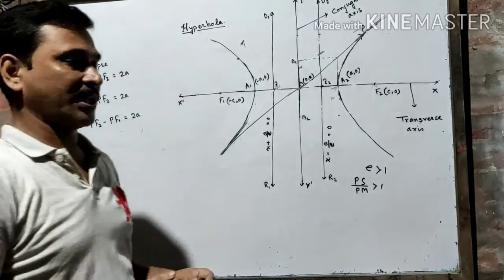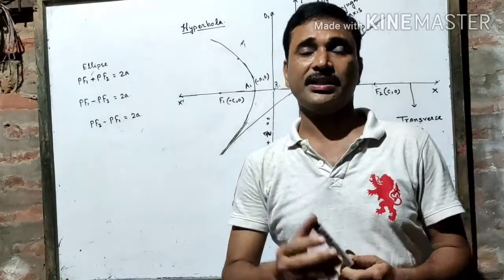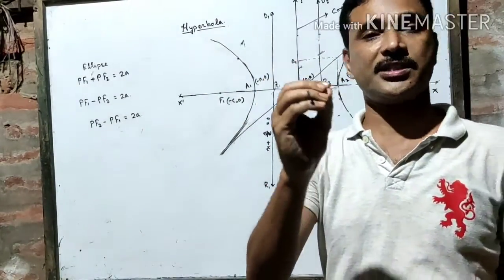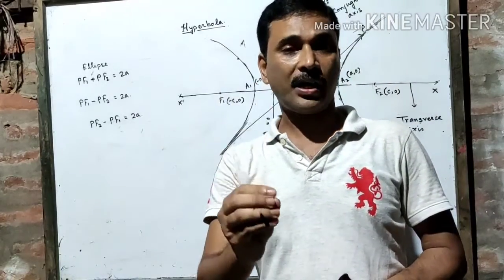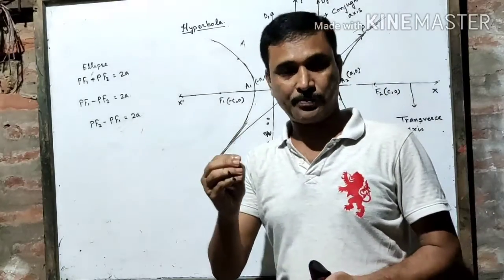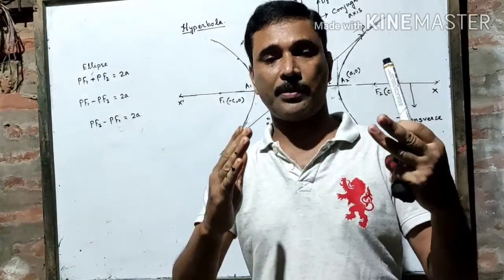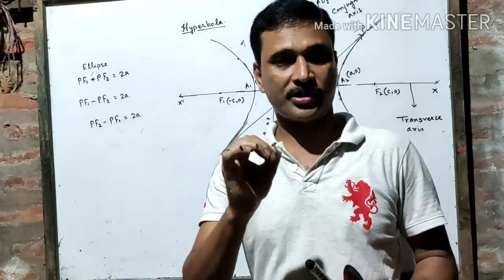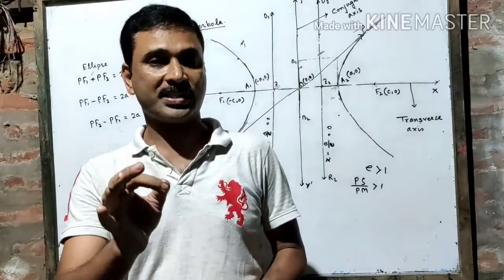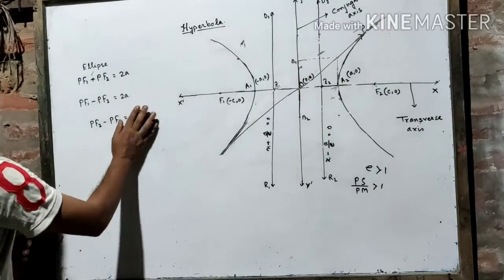Okay, that means the difference of the distances of any point on a hyperbola from the two foci is a constant, and that constant is equal to the length of the transverse axis. The difference of the distances of any point on a hyperbola from the two foci is a constant, and that constant is twice the length of the semi-transverse axis. So this is the property, you may note it.